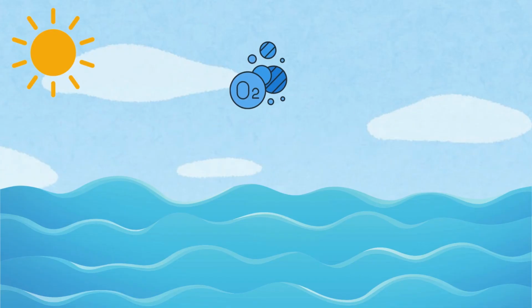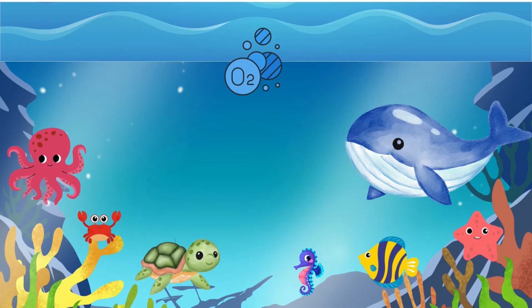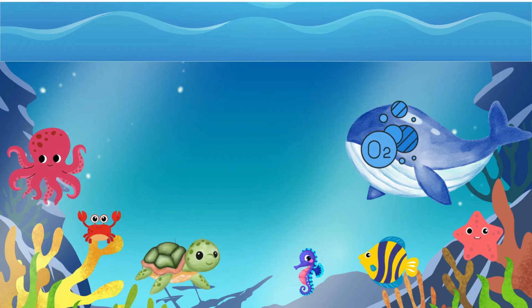Oceanic exchange. The oceans exchange oxygen and circulate it. The organisms in the water, which are the aquatic organisms, utilize this oxygen for breathing and release carbon dioxide back into the atmosphere.